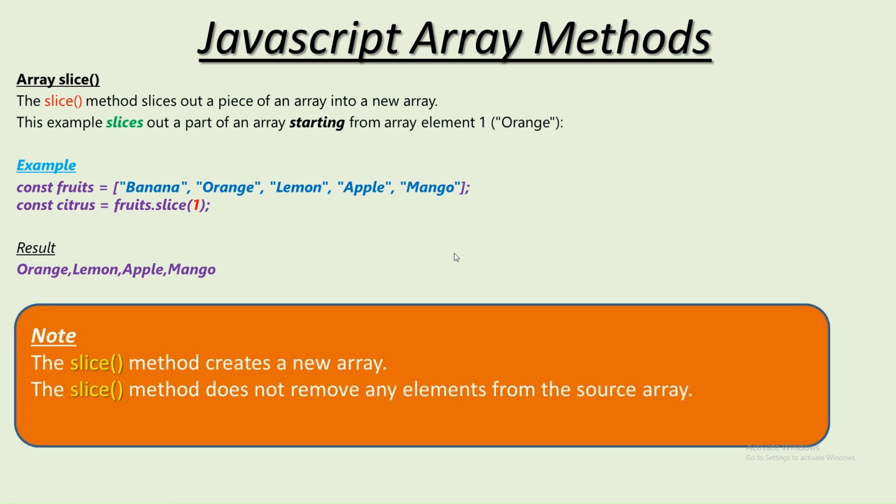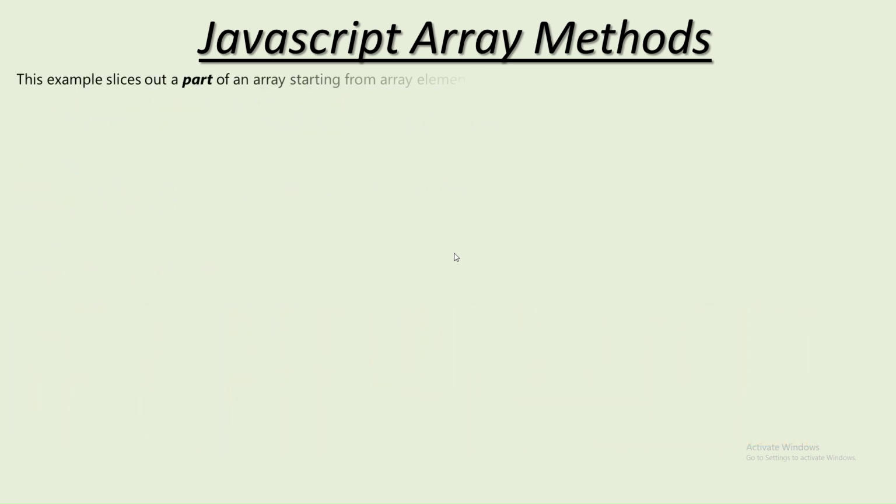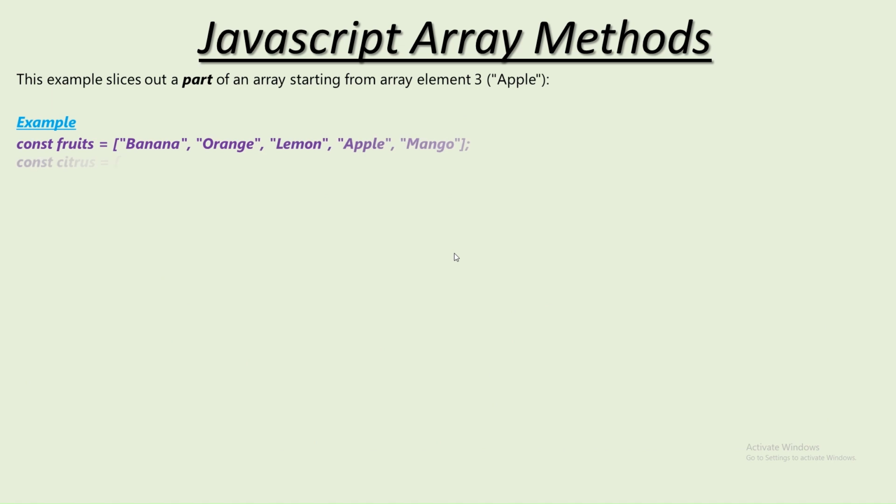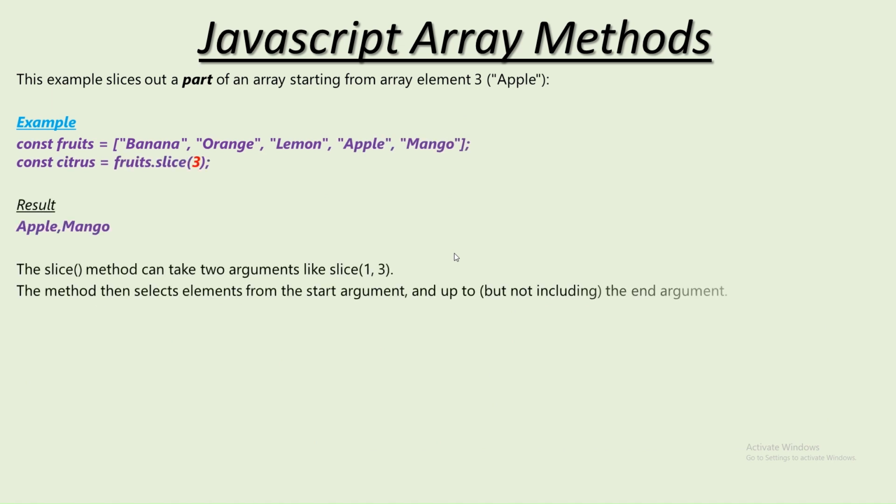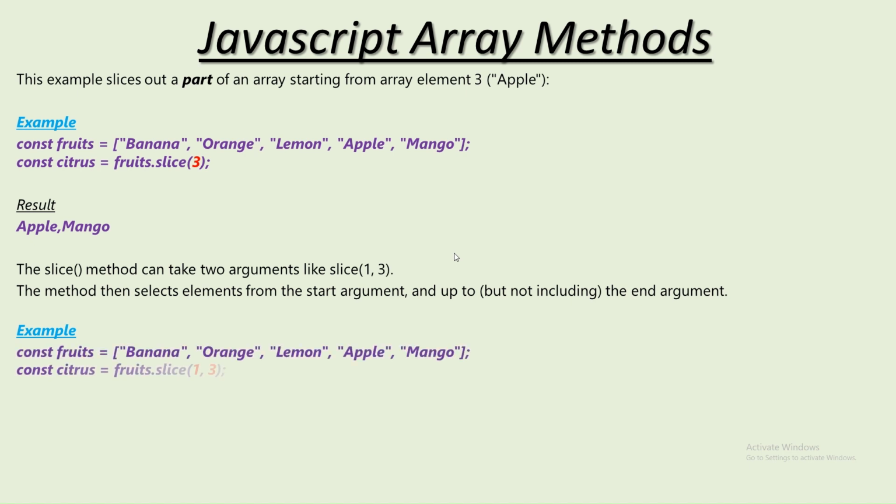Okay, one more thing to note. The slice method creates a new array. The slice method does not remove any elements from the source array. Okay, so you do not get an undefined hole in this array. This example slices out a part of an array starting from element 3, which is apple. So fruits.slice 3. Now banana, orange, lemon, apple. Now it's sliced up from the element 3 until the remaining, and it removed the previous elements from the array.